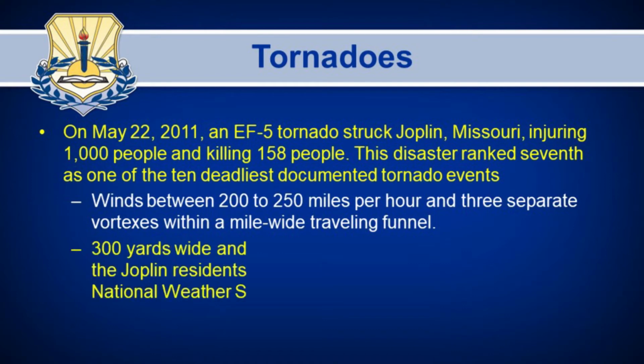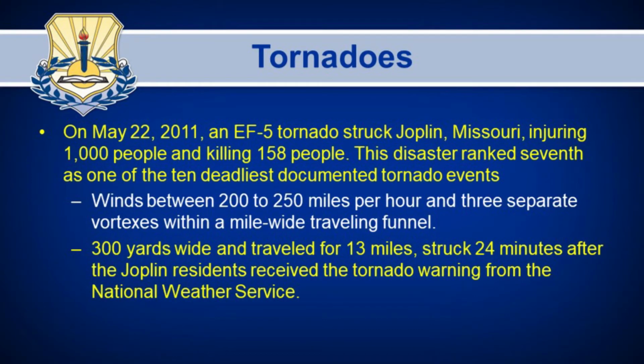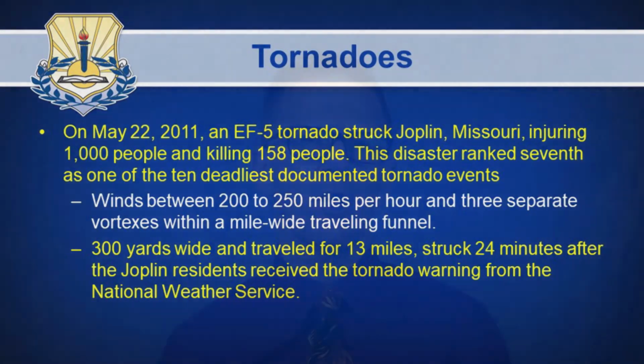It was 300 yards wide and traveled for 13 miles, striking for 24 minutes after the Joplin residents received the tornado warning from the National Weather Service. And that's incredible, 300 yards wide as well. That's almost three football fields in length. And you can imagine the devastation that was there.